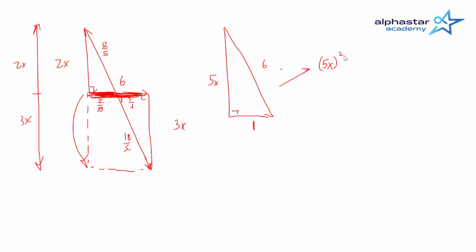5x squared plus 1 squared equals 6 squared by the Pythagorean theorem. So we get 25x squared equals 36 minus 1. So x squared equals 35 over 25, so x equals the square root of 35 over 5, where the 5 is outside of the square root there. Okay. With that in mind, let's now return to computing the total area of the trapezoid.